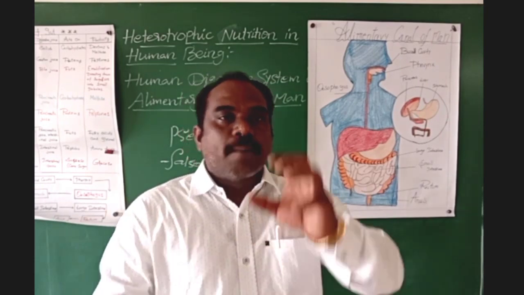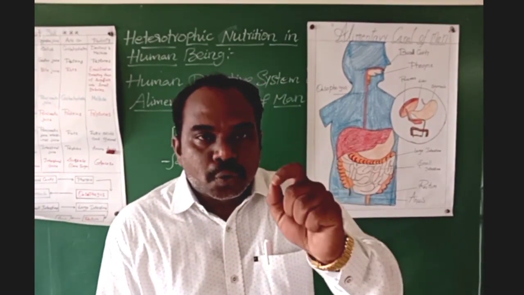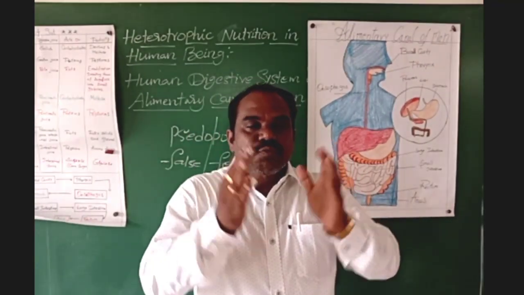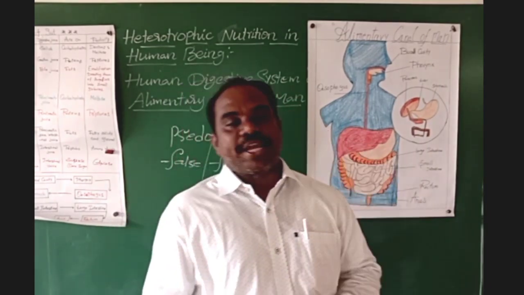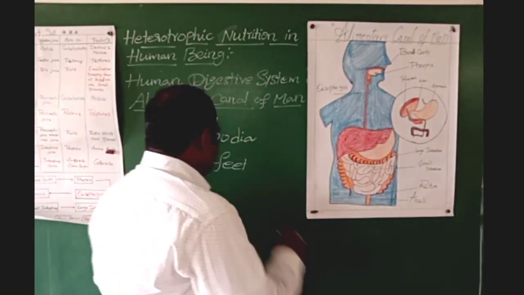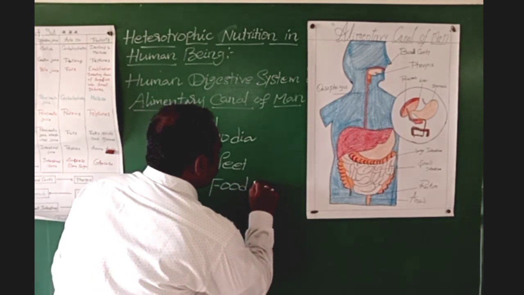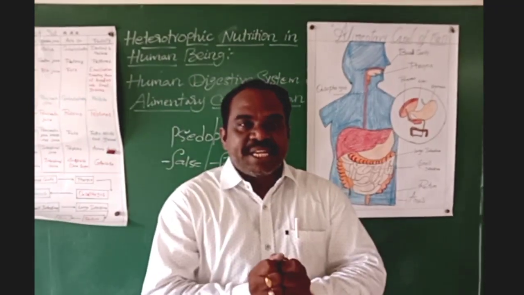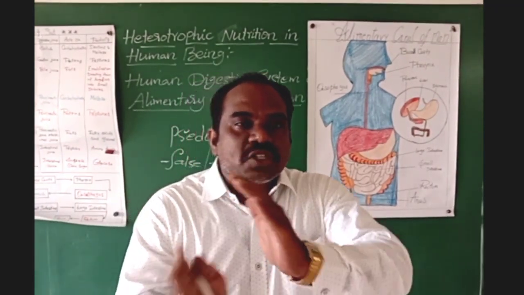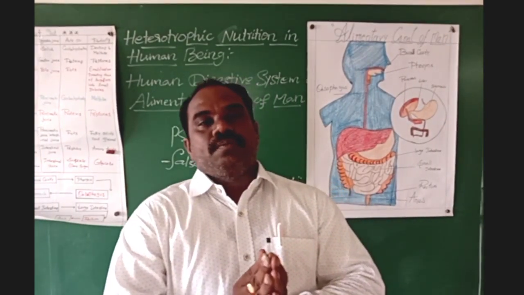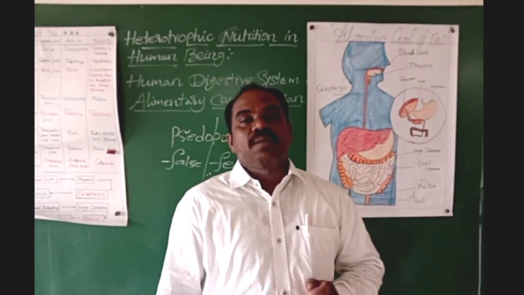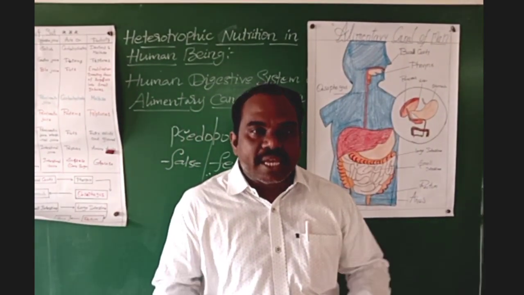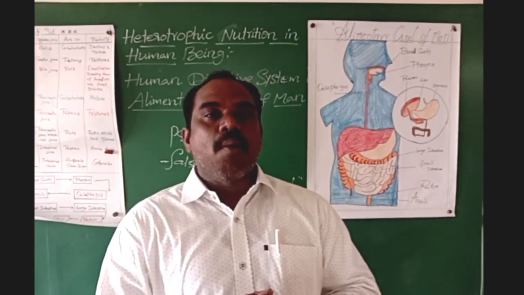The amoeba obtains food materials through the finger-like structures called pseudopodia, and these food materials enter into the body through the food vacuole. In the food vacuole, complex molecules are converted into simple molecules. These simple molecules enter into the cytoplasm of the amoeba body.